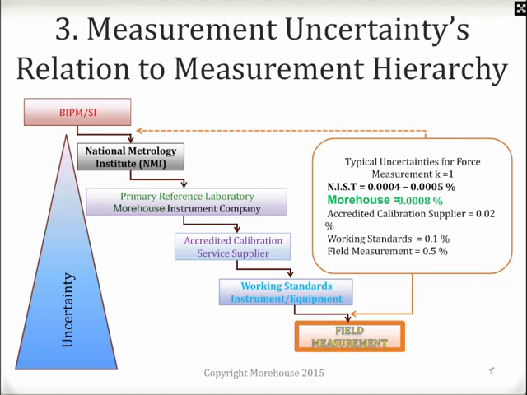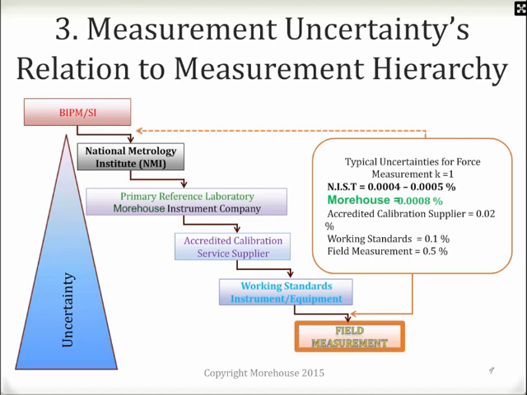They are currently redoing their system to go from 5 to 4, and it's all going to be dependent on what the barometric pressure is. Then you look at labs, primary reference laboratories. Those are such as Morehouse, ourselves, where we have about an 8 part per million uncertainty.